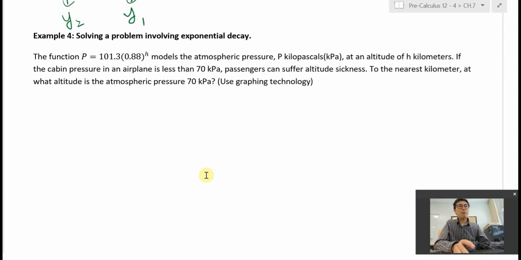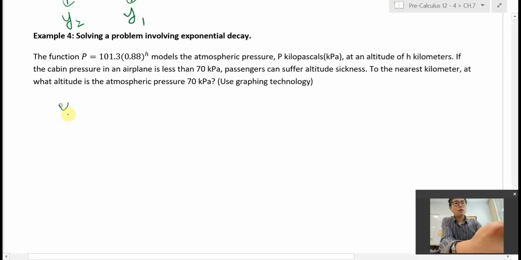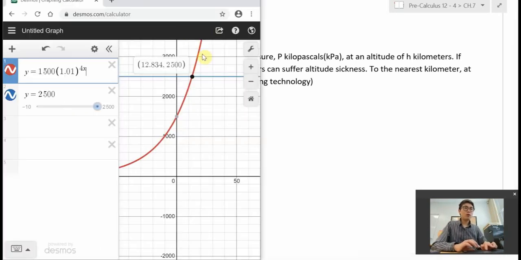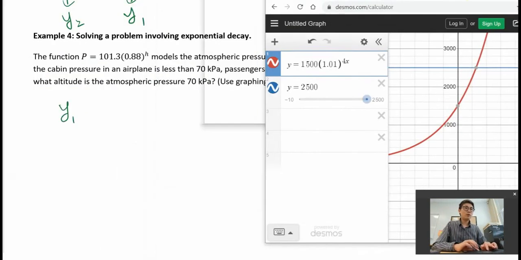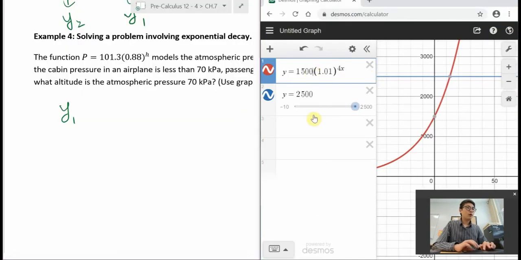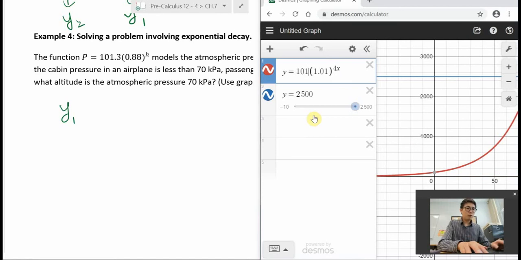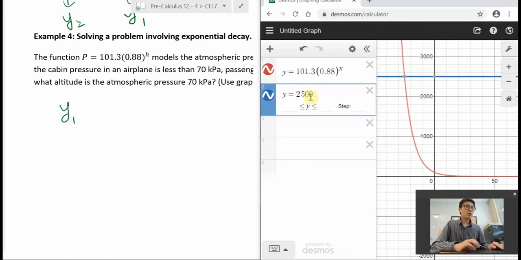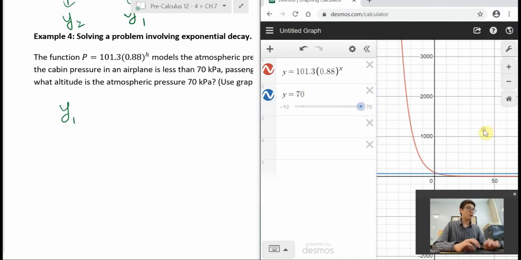I'll just show you what we do. y1 is 101.3 times the base 0.88 to the power of h, so just x. And then y2, we want it to be 70. Okay, there you go. So there's the graph.